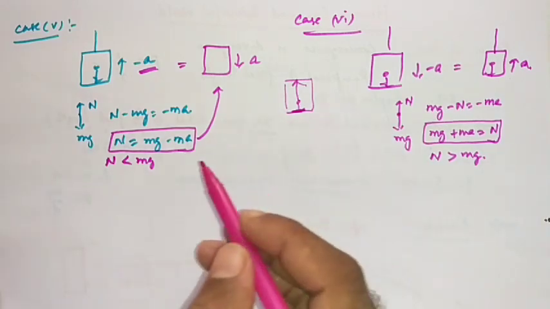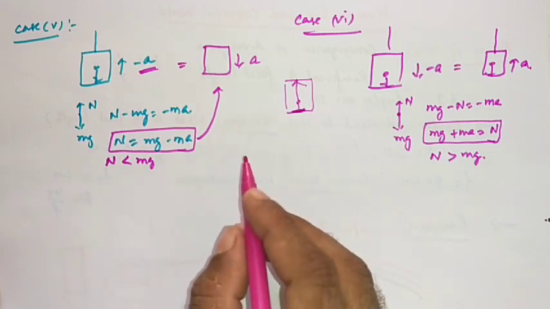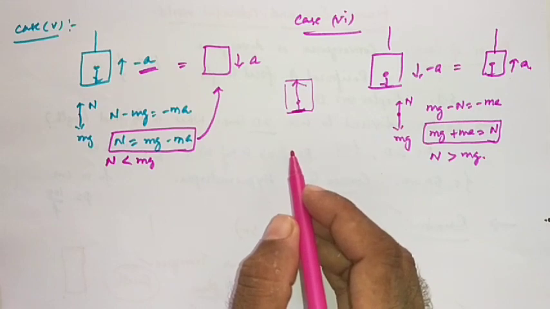Clear? So you practice these, and solve the problems from whatever books you have. Understood? So these are the laws of motion.